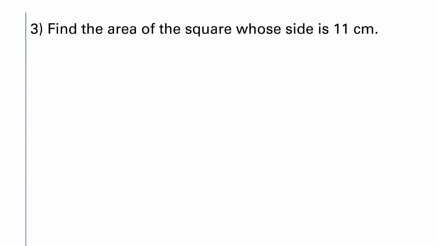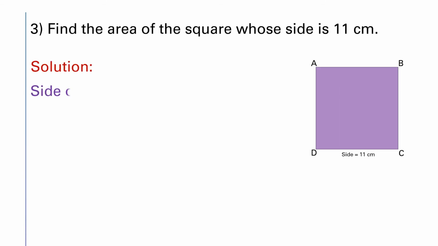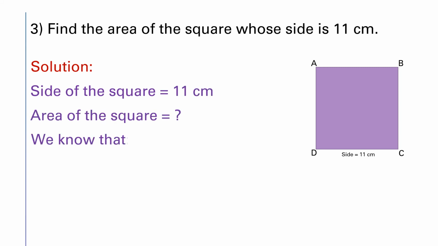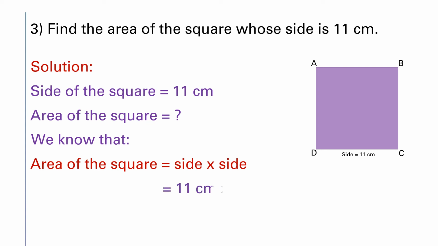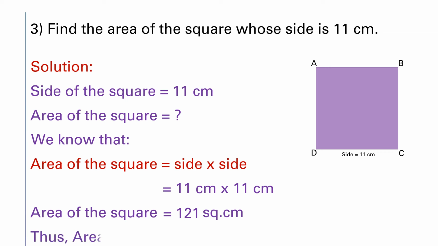Let's try one more. Question number 3. Find the area of the square whose side is 11 centimeters. Let's suppose ABCD is a square and side of the square is equal to 11 centimeter and area of the square we have to find out. We know that area of the square is equal to side multiplied by side. Now put the value. Side is equal to 11 centimeters. So write down 11 centimeters multiplied by 11 centimeters. Now do the multiplication. 11 multiplied by 11 we get 121 and centimeter multiplied by centimeter we get square centimeters. Thus area of the square is 121 square centimeters.